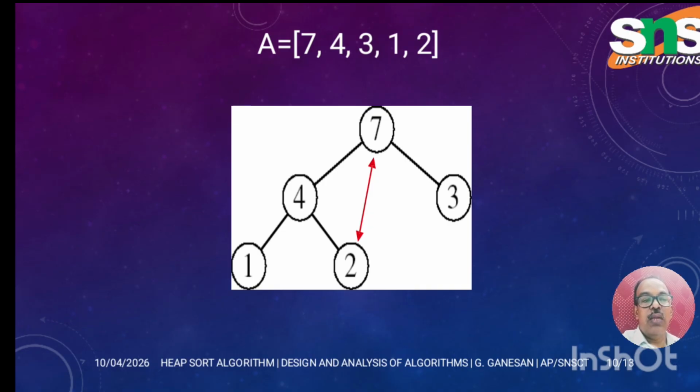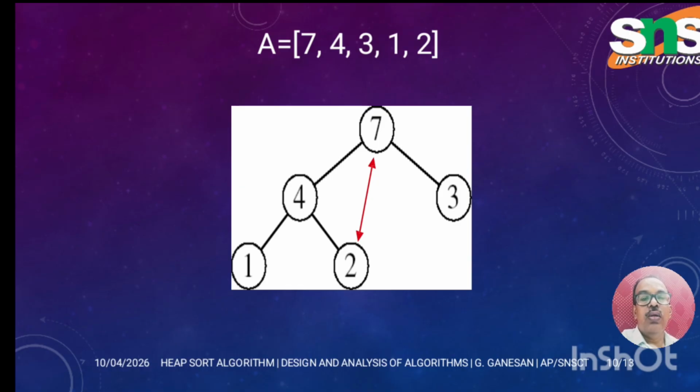So the first element 7 is placed first in the circle. Then the second element 4 is always added to the left of the 7. Then the third element 3 to the right of the 7. So the first element is the root element. The next two elements are children of the first element. 4 and 3 are the children of 7. Again, the fifth element is there, 1 is there.